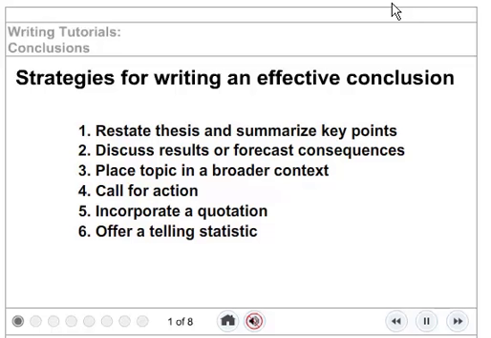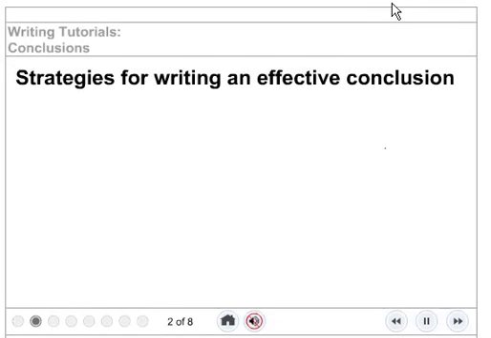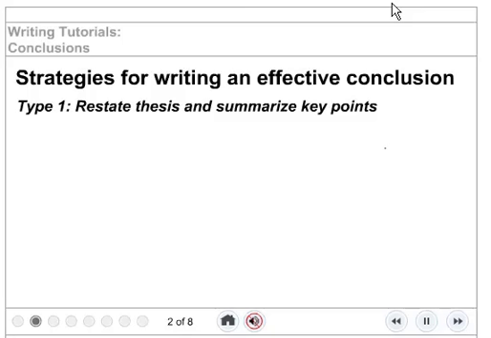Let's take a look at some sample conclusions to see these strategies at work. The most basic conclusion provides a restatement of the thesis and a brief summary of the main ideas. This approach is appropriate to longer papers that include many points in support of a complex thesis. For example, the concluding paragraph of an essay about immigration might restate the original thesis and remind the reader of the key points developed in separate sections of the paper.